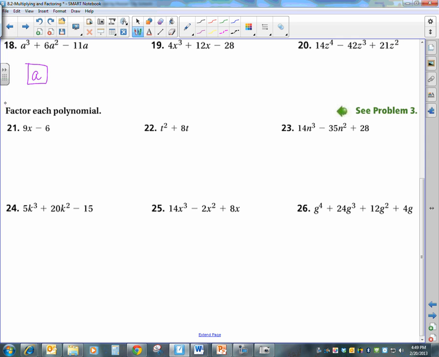Okay, this is the going backwards from what we did on the first type of problem. So we have to find the GCF, writing down 9 and 6.